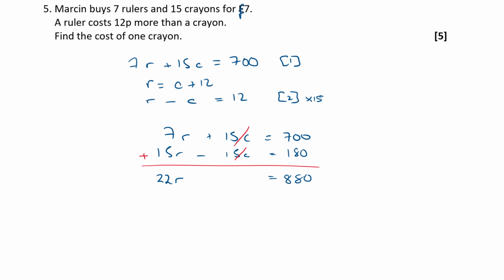Okay, so I've got 22R is equal to 880. So then just need to divide both sides by 22 then, don't I? What's that going to give me? It's going to give me R is equal to, well, 22 into 88 goes 4 times, so it's going to be 40, isn't it? So R is 40p. So a ruler is worth 40p, and I know that it was 12 pence more than the crayon then. So then the crayon is going to be 40 subtract 12, which is 28. Okay, so find the cost of 1 crayon. Crayon equals 28p.